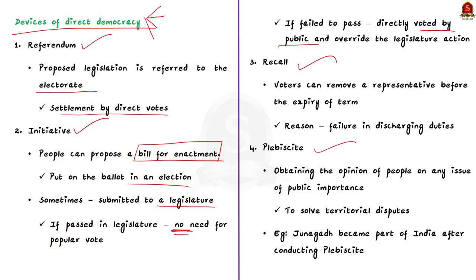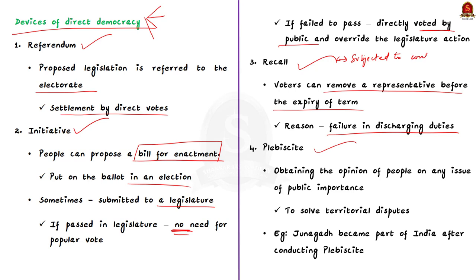And the third one is recall. It is a method by means of which the voters can remove a representative or an officer before the expiry of his or her term. This is done when he fails to discharge his duties properly. It is based on the principle that office holders are agents of the popular will and therefore they should be constantly subjected to control by the electorate.